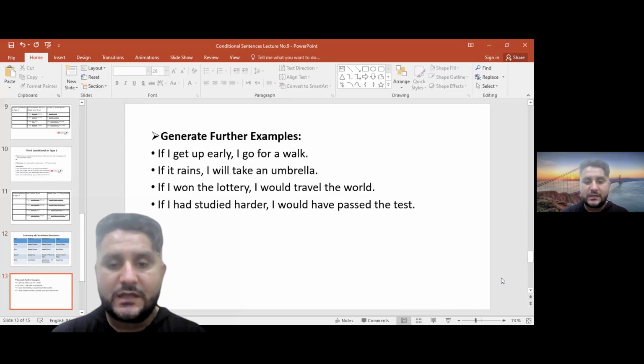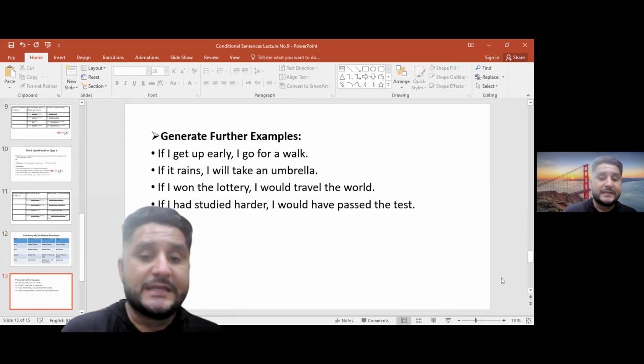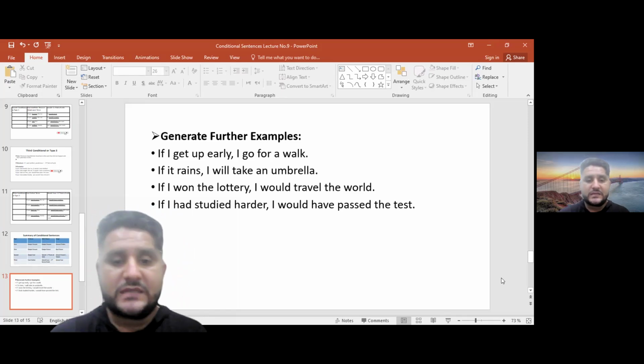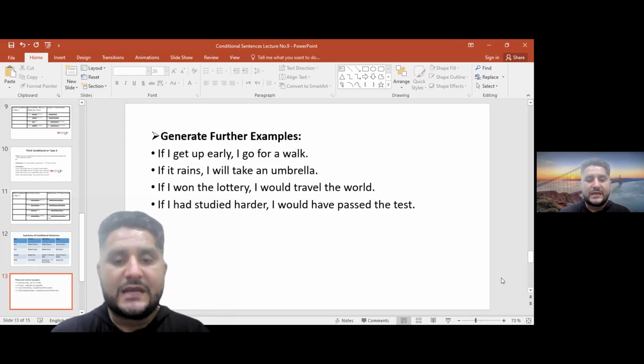Further examples, dear learners, you have to generate by yourself as well, for your ease and clarification of concepts. As I'm discussing more examples: if I get up early, I go for a walk. If it rains, I'll take an umbrella. If I won the lottery, I would travel the world. If I had studied harder, I would have passed the test.